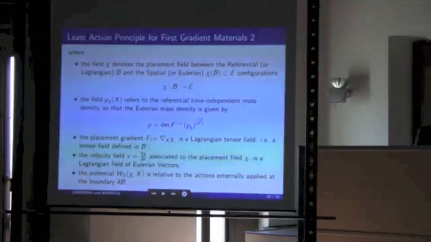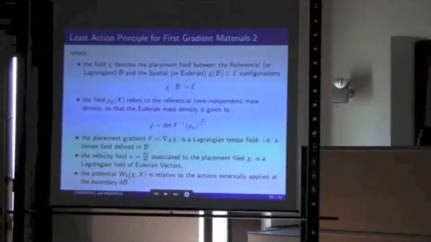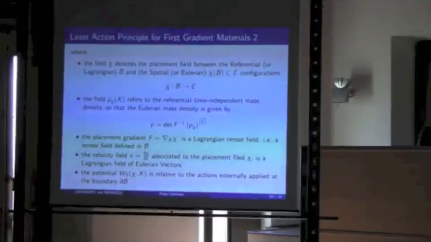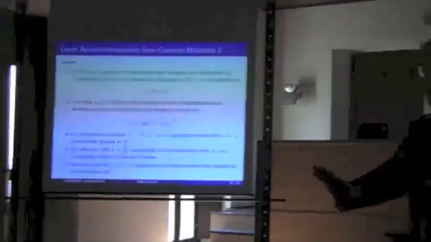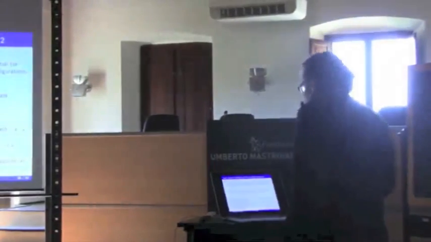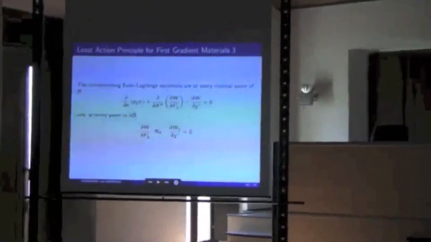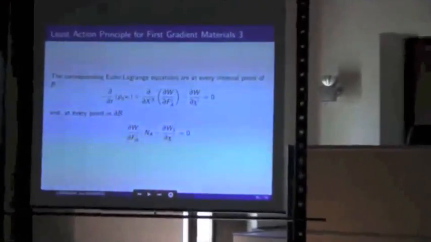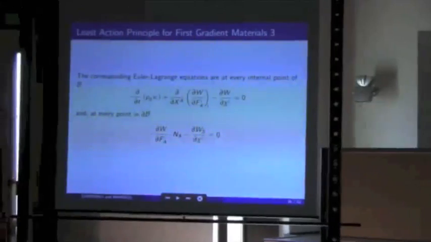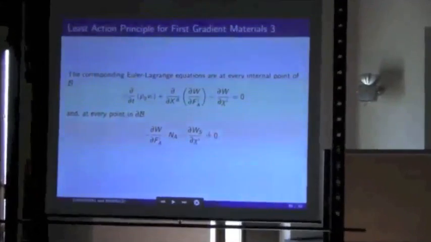You have the gradient of placement, the velocity field, and Ws is relative to the actions externally applied at the boundary. Consider that we are purely referential. There is nothing else, only referential description. You derive, integrate by parts, you get this equation. This is Piola stress and boundary conditions. Okay?